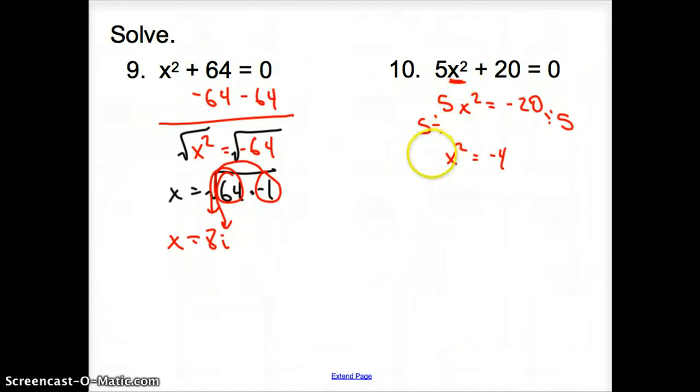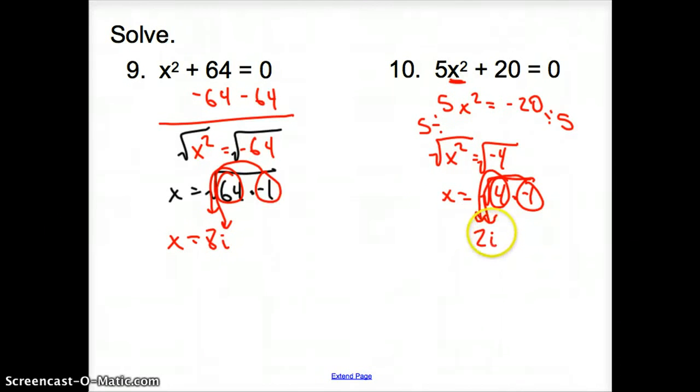How do you undo a square? You have to square root both sides. So then we get x all by itself. And then we are left with the square root of 4 times -1. Now we can square root the 4, which turns into a 2. Square root the -1. That turns into an i. And what equals that? That would be x.